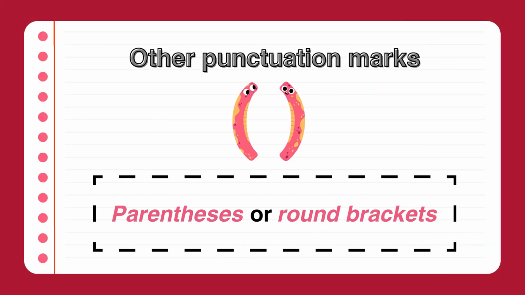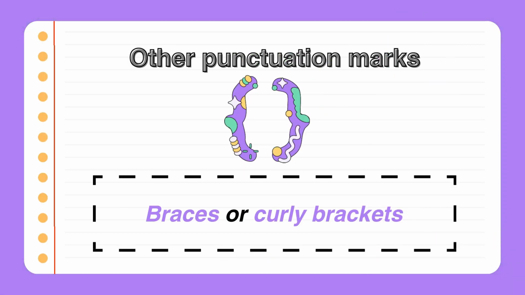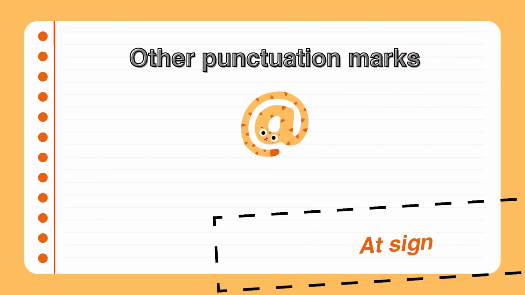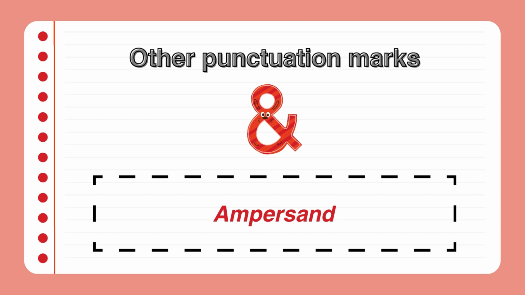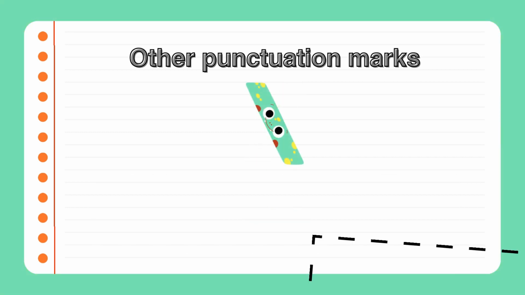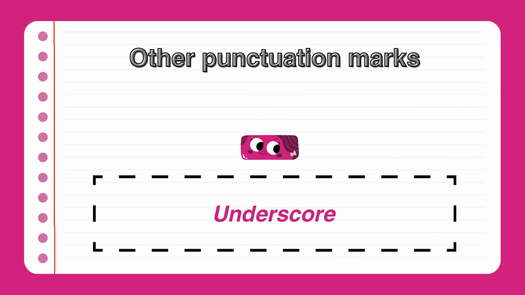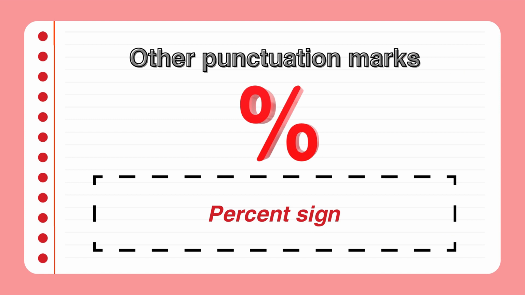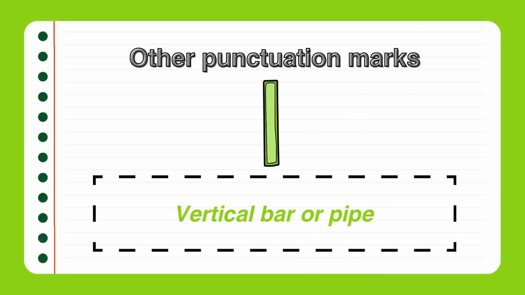Other punctuation marks: parentheses or round brackets, square brackets, braces or curly brackets, hyphen, at sign, ampersand, slash, backslash, underscore, percent sign, number sign, hash or pound, vertical bar or pipe.